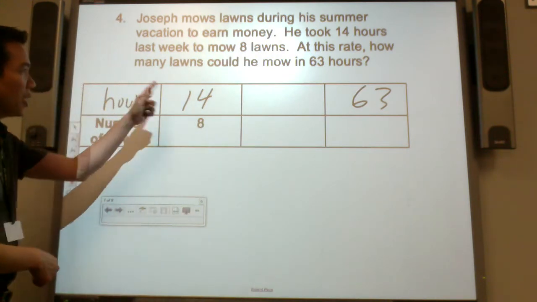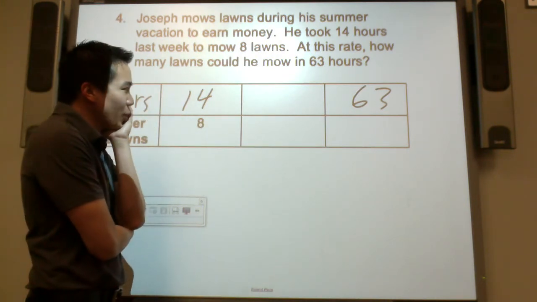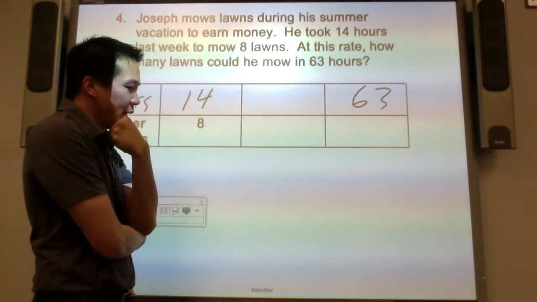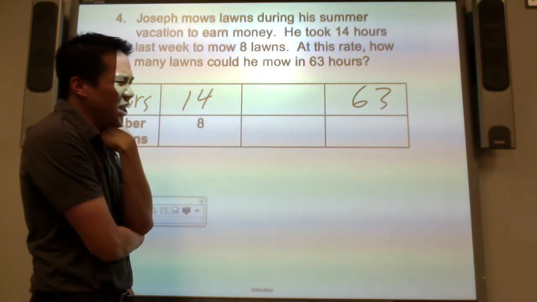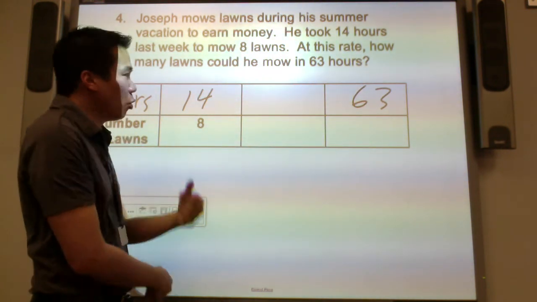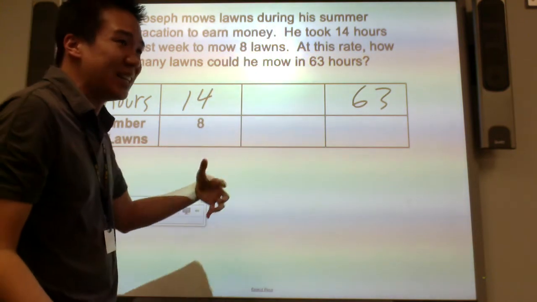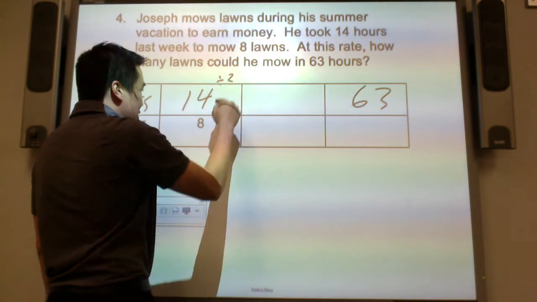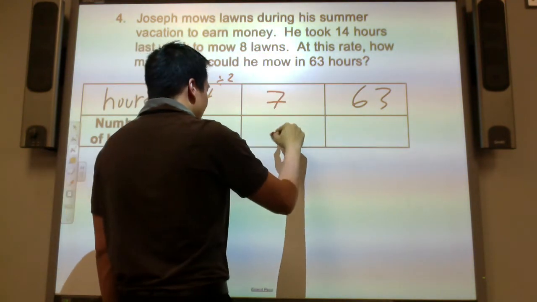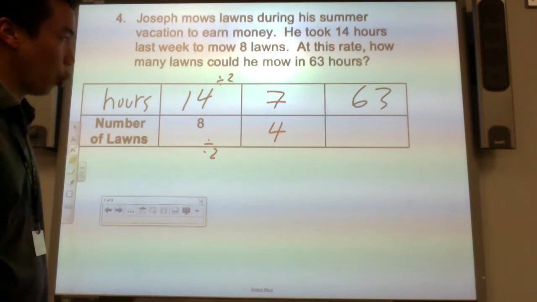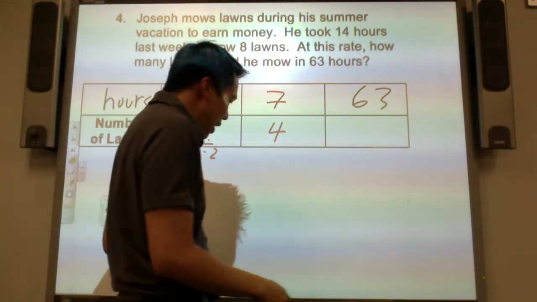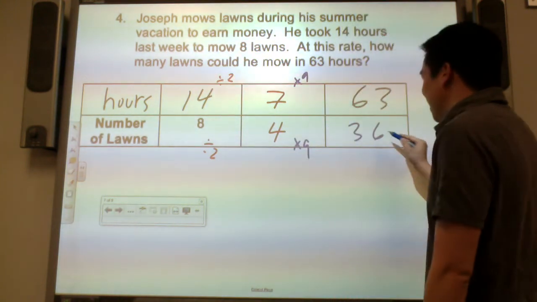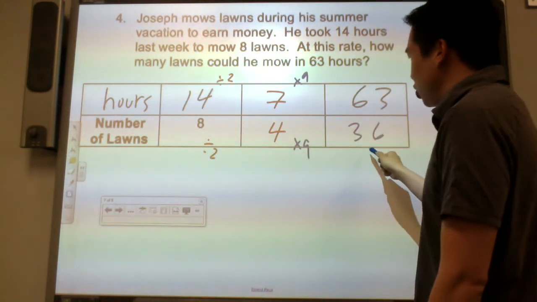Scale forward. So what do I multiply 14 by? What compatible number? What can I multiply 14 by to get 63? 14, 28, 42. I don't think it even goes into it. Oh, could I break this down to use easier numbers? If I were to break this down, what would you divide both numbers by? By 2. So it'd be 7 and 4. So in 7 hours, you can do 4 lawns. Then I can scale it up or build it up by multiplying both numbers by 9, to get 36. Yes. So in 63 hours, you can do 36 lawns.